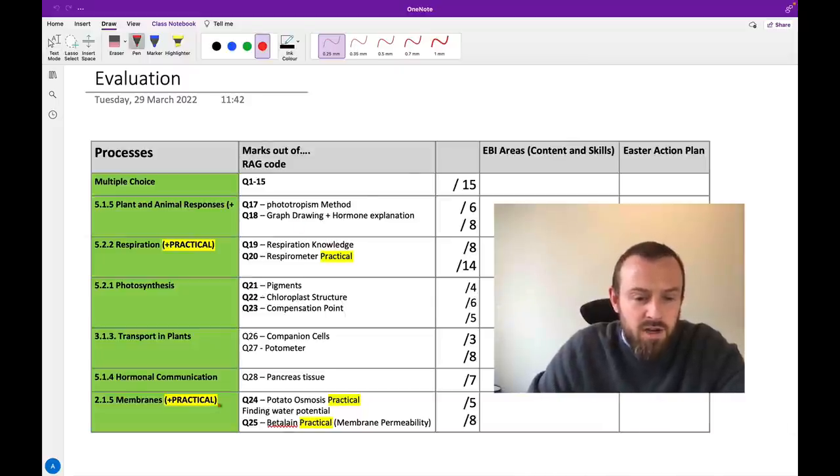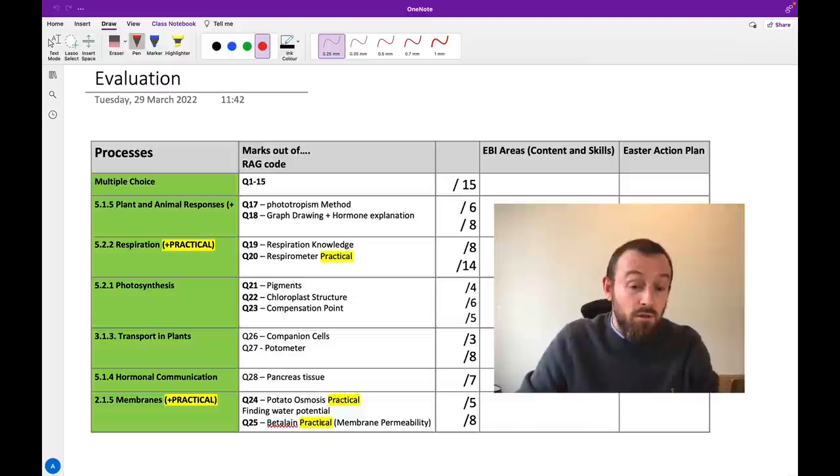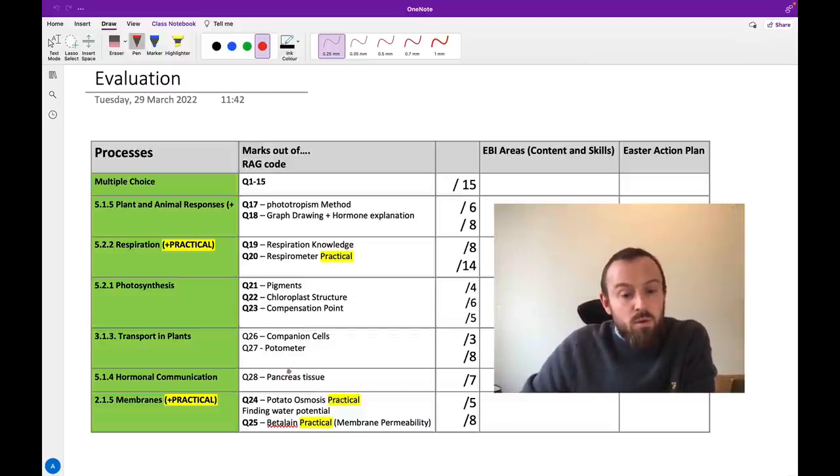Then we've got to jump down here. For some reason, I changed the order slightly in my exam. But questions 24 and 25 were about membranes and the practicals involved. How did you do on that? 26 and 27 were all about plant transport, and 28 was about hormonal communication. And remember, this is the order in which the marks are coming up. So there's most marks for this, least marks for this.